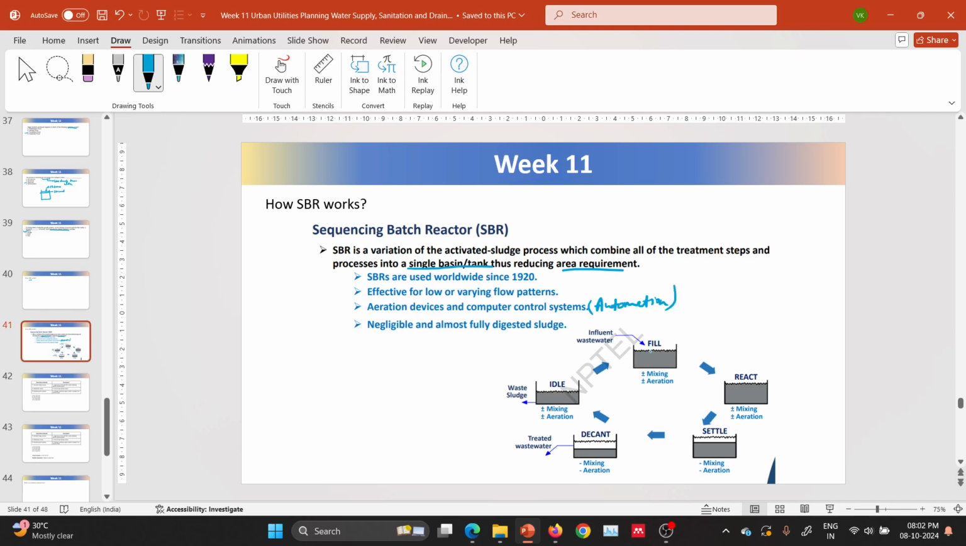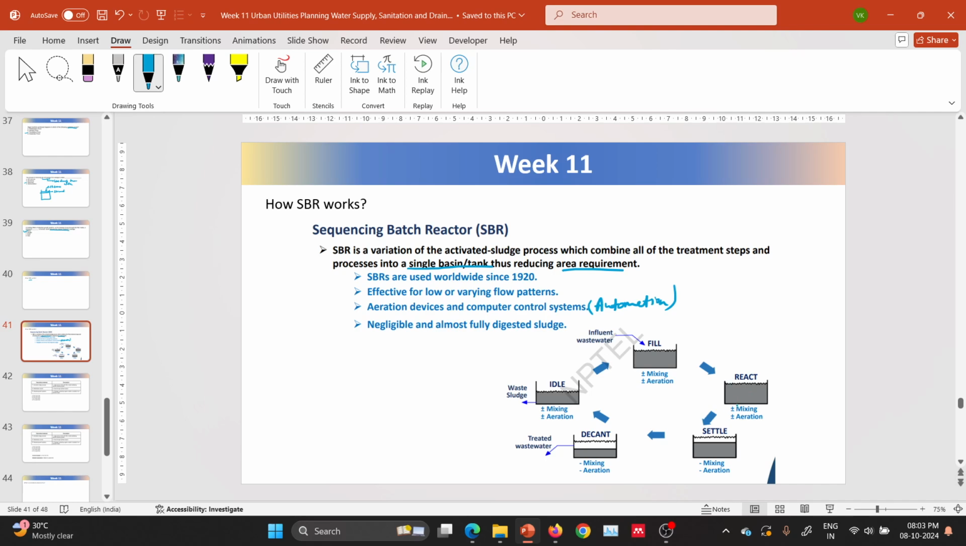There is only one tank, so the tank is first filled for some time, which is called filling time, and after it is filled, some time is provided to react. So in the reaction phase, what is happening? The same process which happens in the aeration tank: the organic matter is getting oxidized by the microorganisms, and the organic matter will be converted to biomass. In that process, some part will be oxidized to CO2 and some will form biomass, in the reaction phase.